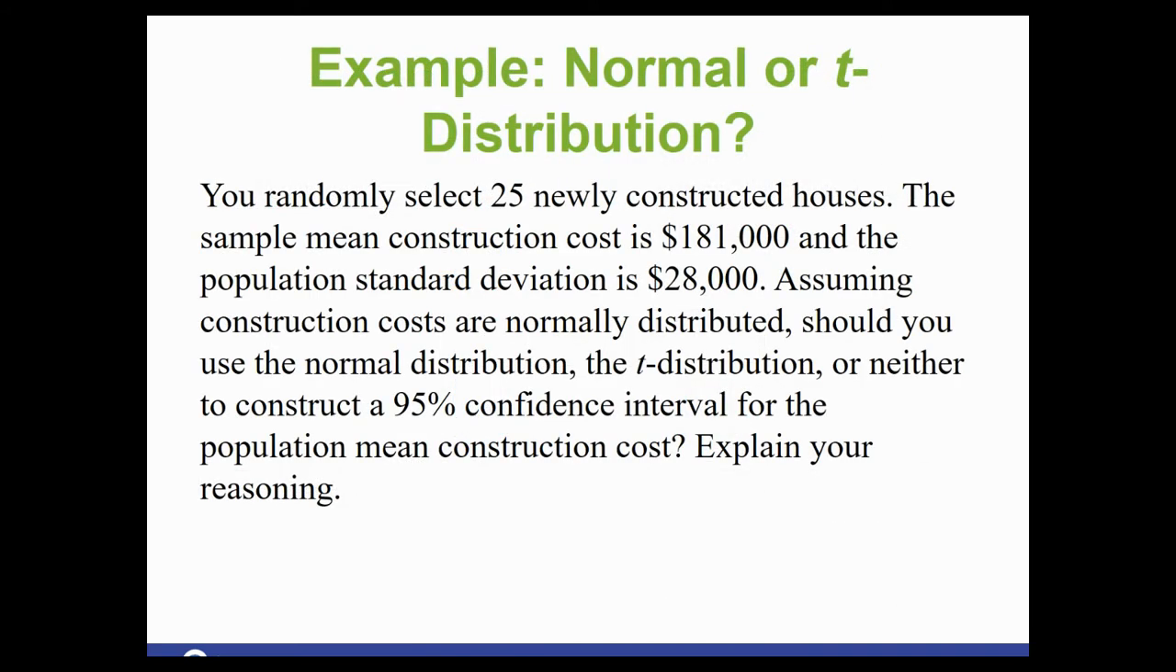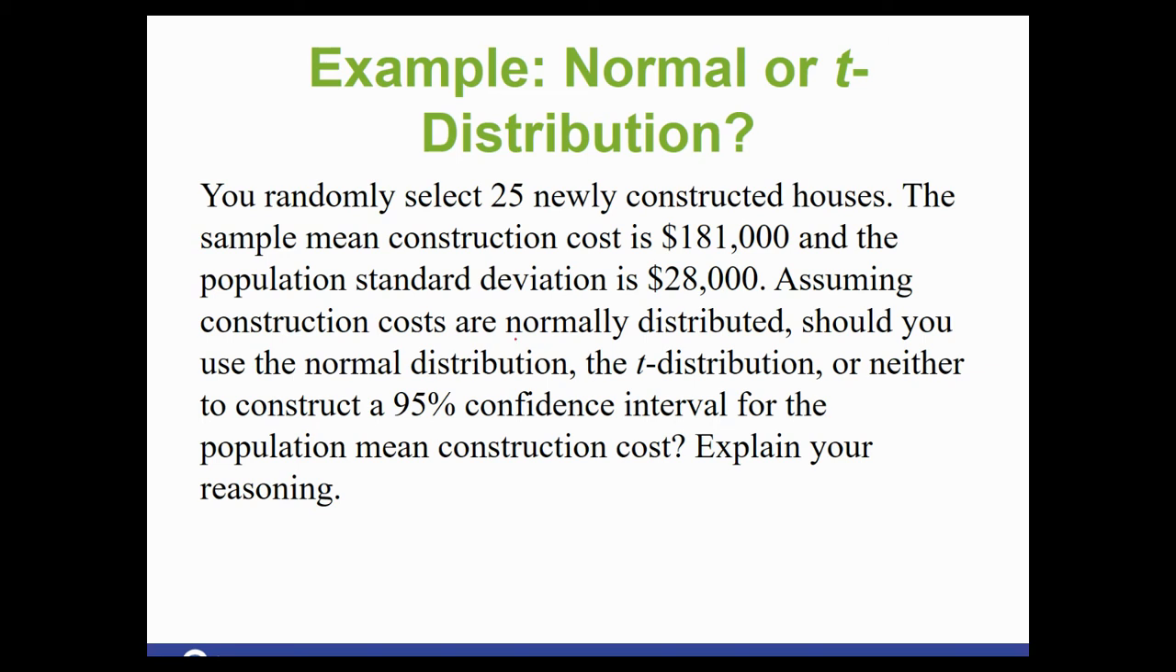So on this last one for this section, it's just asking you to figure out whether it would be normal or T. This problem says you randomly select 25 newly constructed houses. The sample mean construction cost is 181,000. The population standard deviation is 28,000. Assuming construction costs are normally distributed, should you use the normal distribution, the T distribution, or neither to construct a 95% confidence interval for the population mean construction costs? Explain your reasoning.